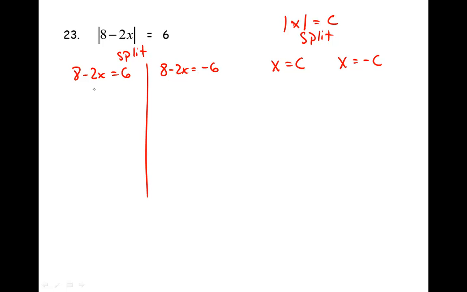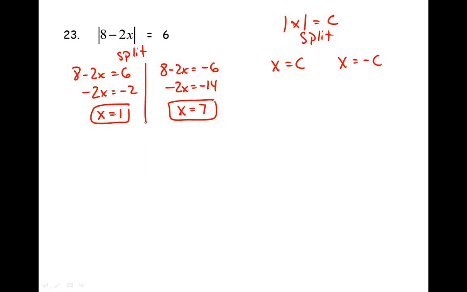We want to go ahead and solve for x. So subtract 8 from both sides and then divide both sides by negative 2. On the right equation, we want to subtract 8 from both sides and then divide by negative 2. If we were asked to graph this, it would be a number line. It would be two solid dots. The dot on the left would be the smaller number, which is 1, and the dot on the right would be the bigger number, which is 7.